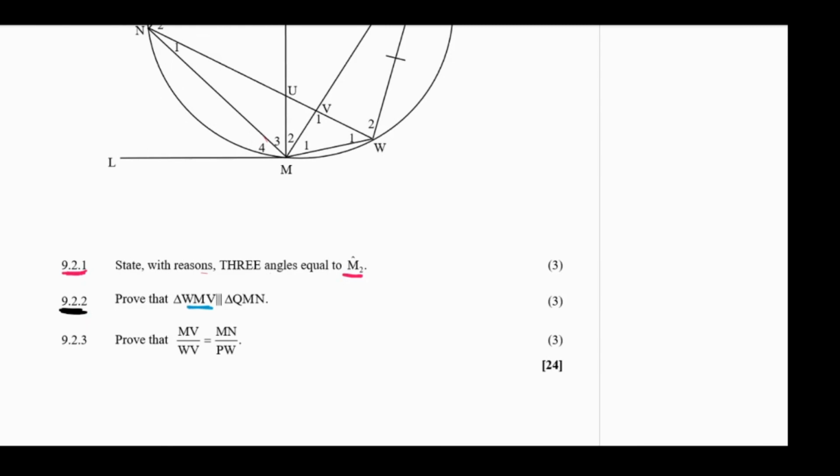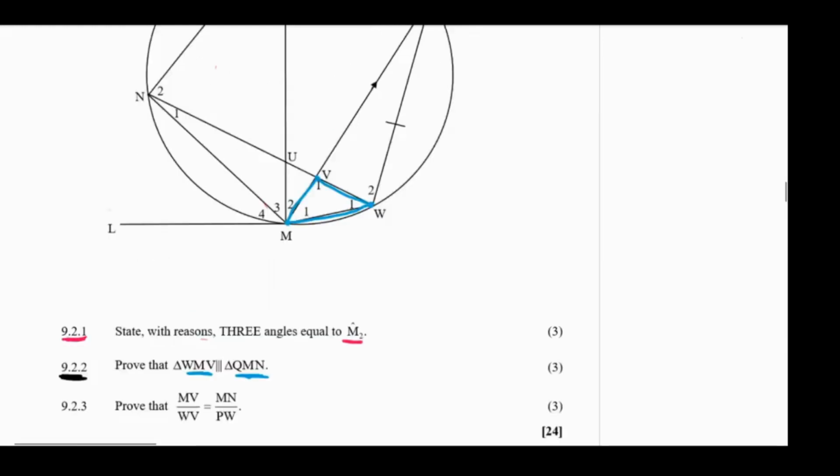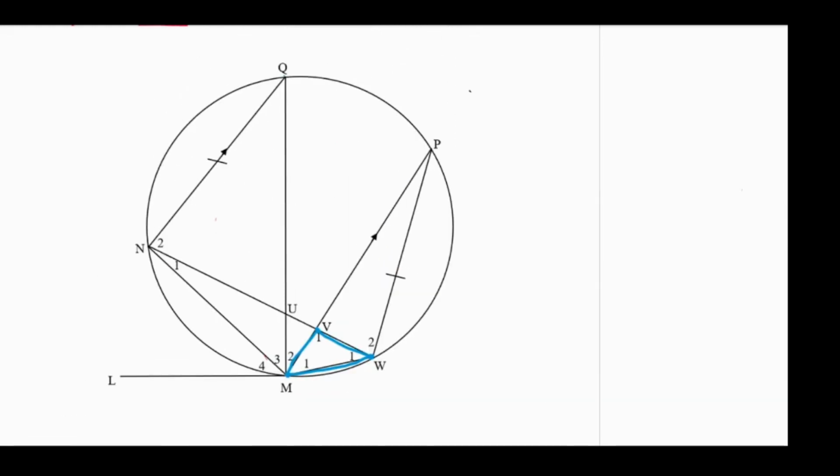Triangle WMV. So there is W, there is M, there is V. So if we draw the triangle, it's going to look like that. And then triangle QMN. So I'm going to do it in red. QMN. So it's Q, M, N, like that. So it looks like that. So we're going to prove the similarity of these triangles, right?